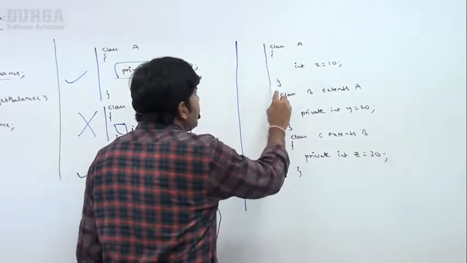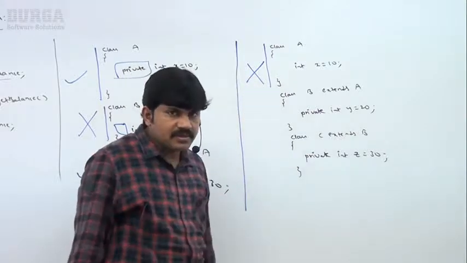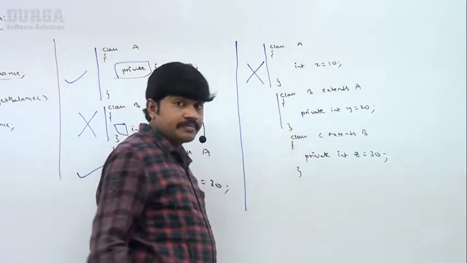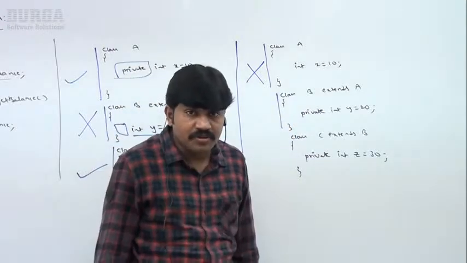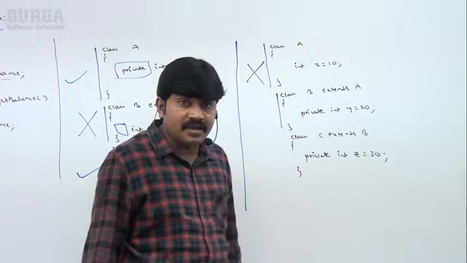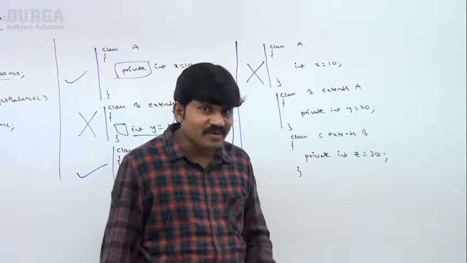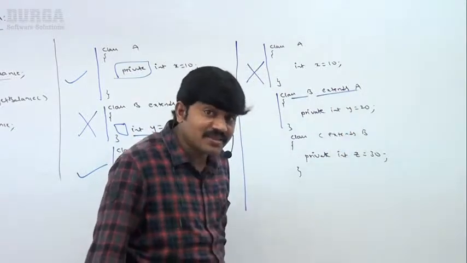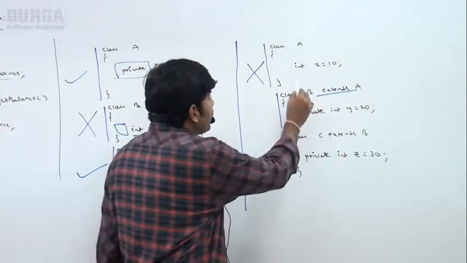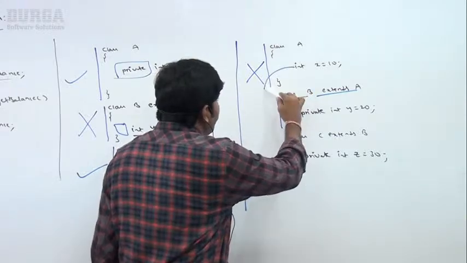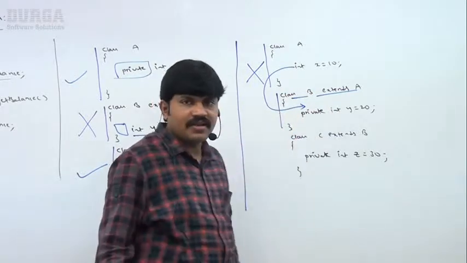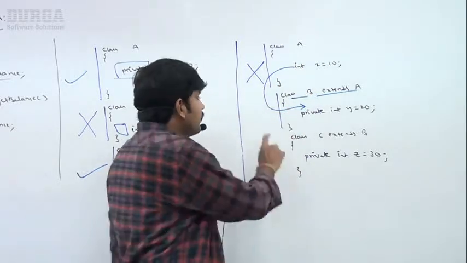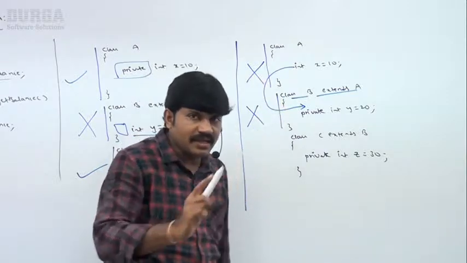Sir, A is not tightly encapsulated because non-private data is there. What about class B? Is class B tightly encapsulated or not? No. The reason is class B extends A. B is the child class of A. Automatically, this variable is inherited by B. So this non-private data will come to B also. That's why it is also not tightly encapsulated.